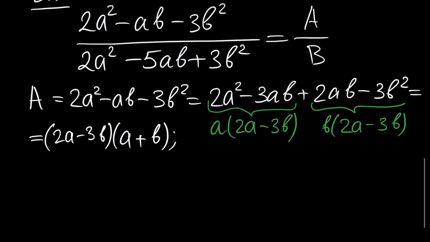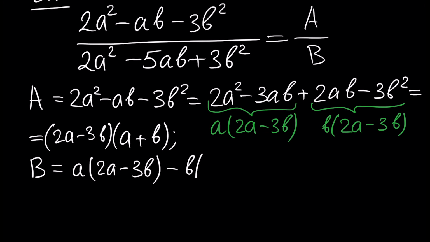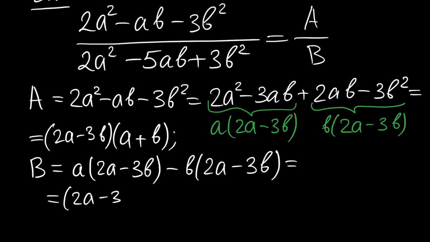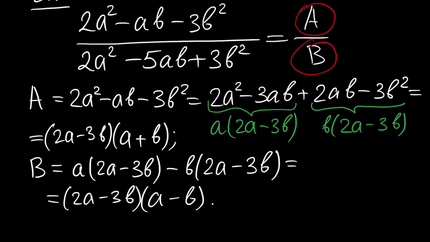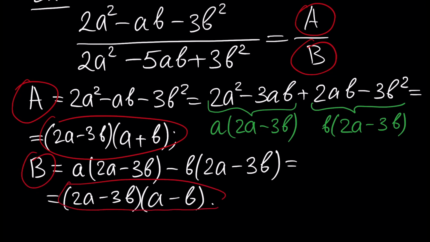Let's begin with the denominator of our fraction. Along the same way, our denominator can be written as a times 2a minus 3b minus b times 2a minus 3b. And this is equal to 2a minus 3b times a minus b. And now for A and B, we know how A and B can be factorized.